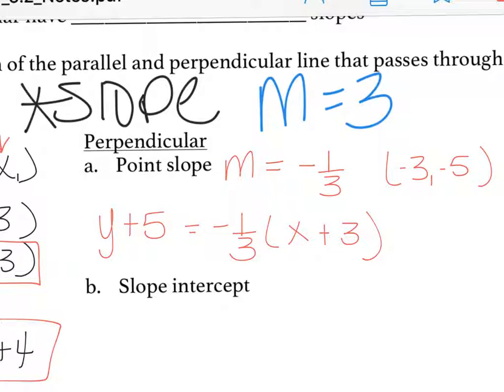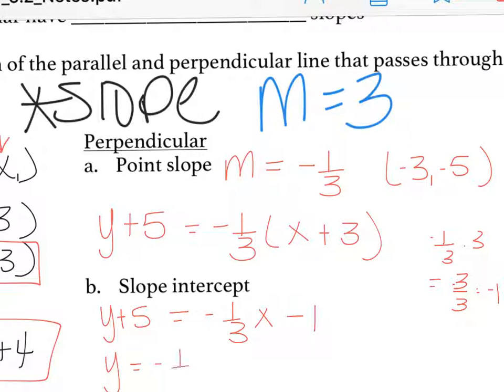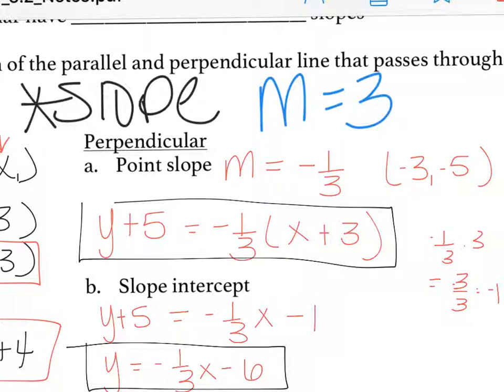And then for your slope intercept, you distribute your slope. So you get y plus 5 equals -1/3 x, and this is going to be -1 now. 1/3 times 3, you just multiply the 1 times the 3. And then we're going to subtract the 5. So you get y equals -1/3 x minus 6. And that is slope intercept, and this is point slope.